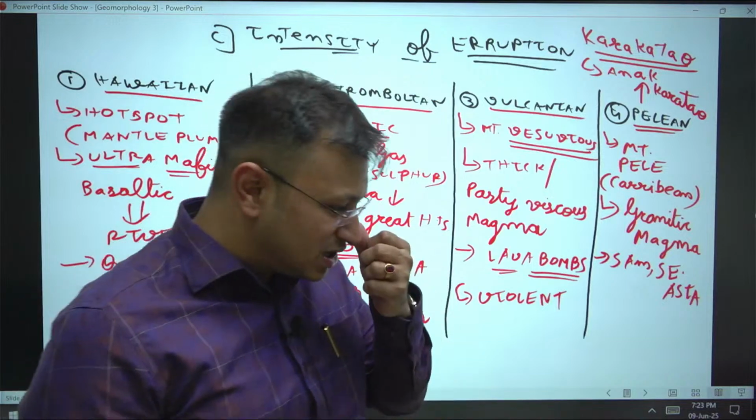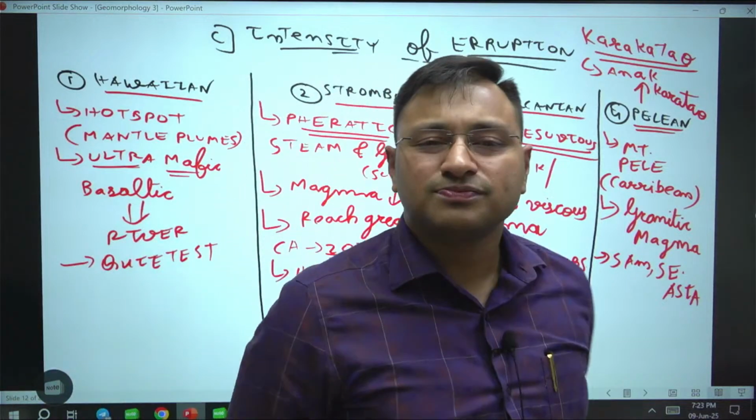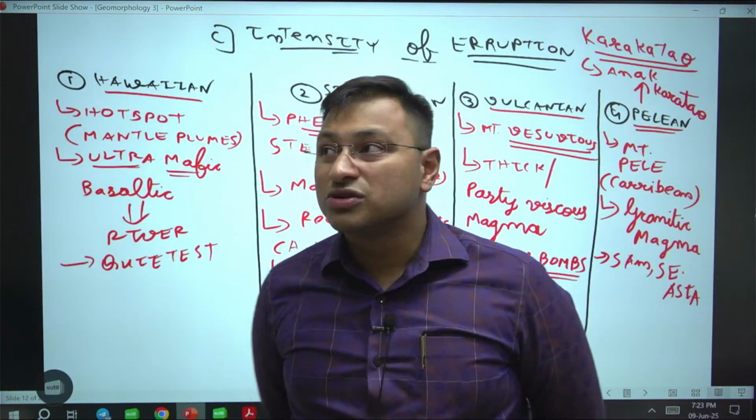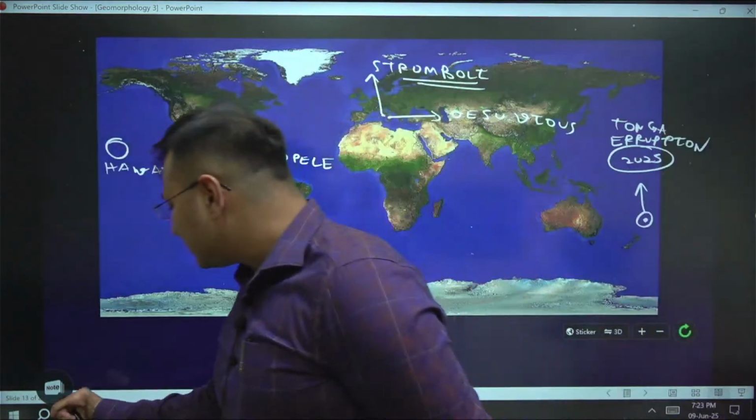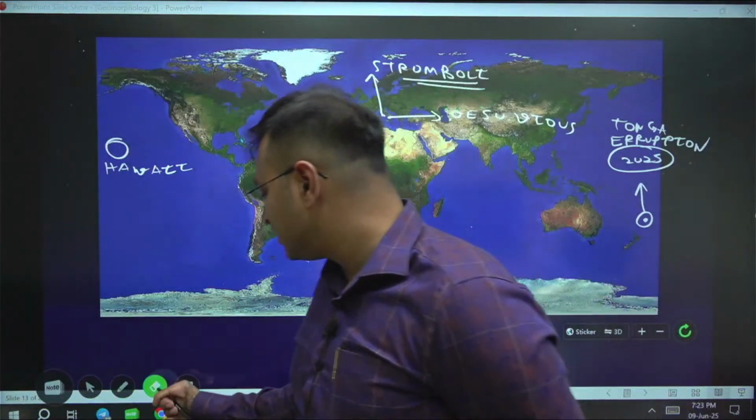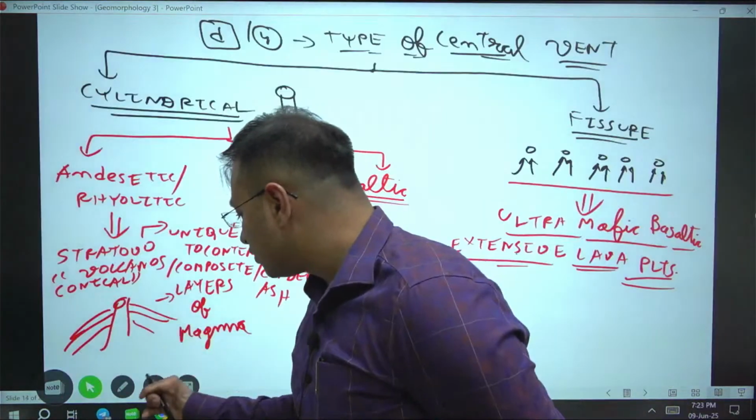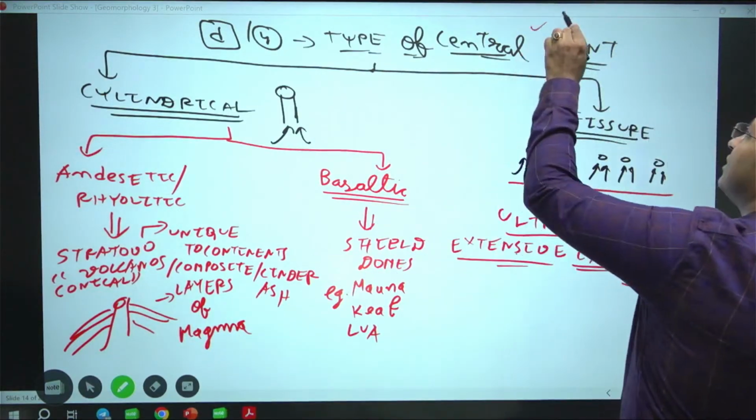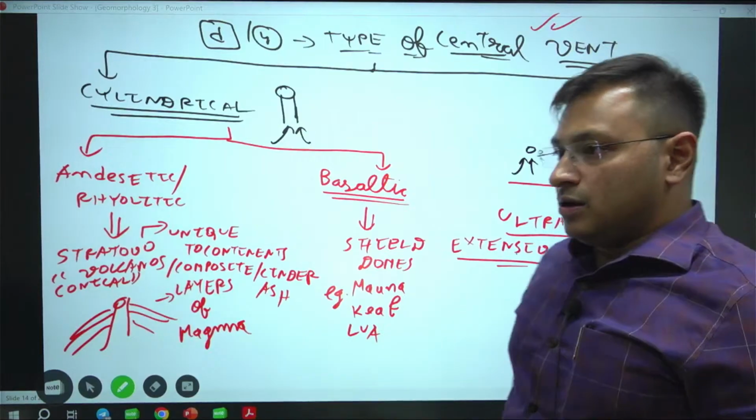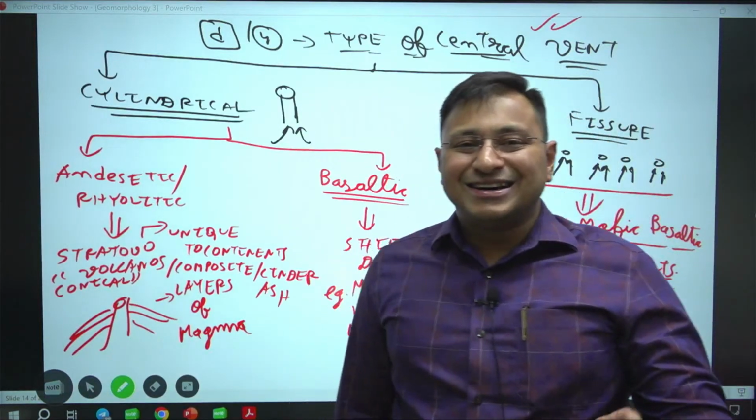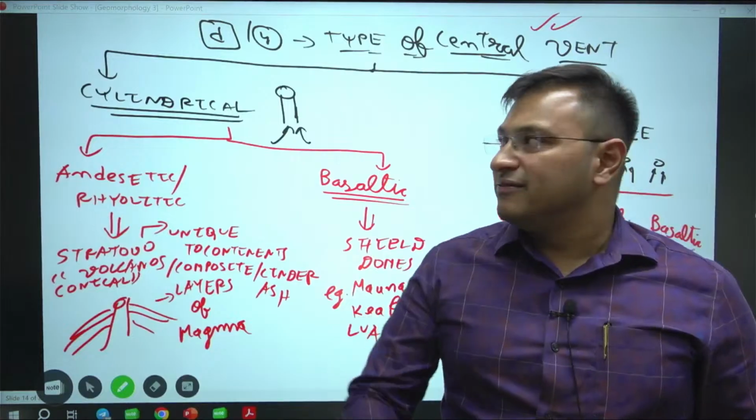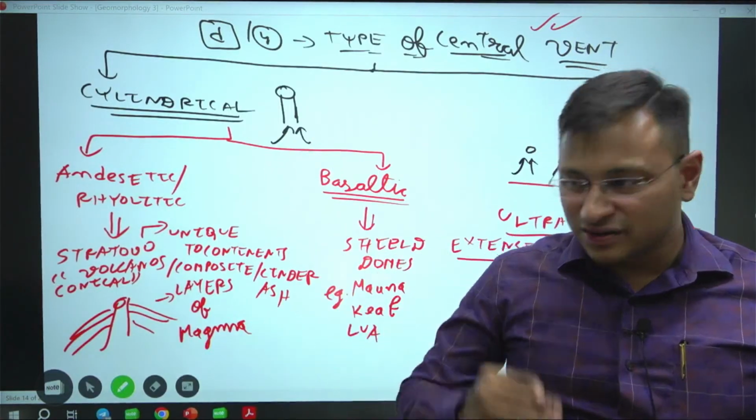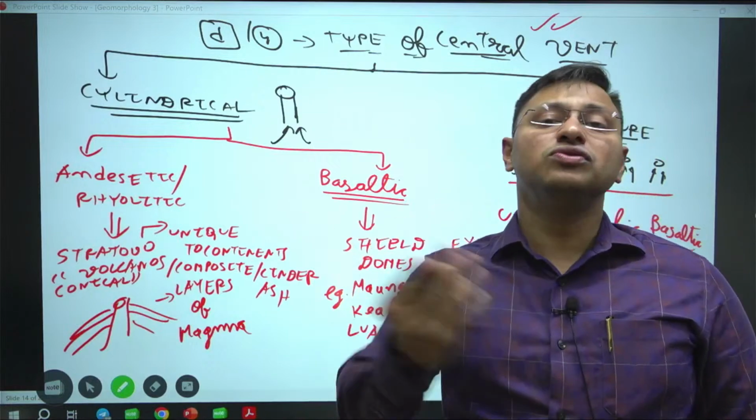Okay, sir. So these are your 4 types of classification on the basis of intensity of eruption. But still, we are not able to figure out, sir, how we can understand the distribution of volcanoes. To understand this, we should first understand the classification of volcanoes on the basis of type of central vent, because this will give us a clear idea as to how we can classify everything. Here we can have 2 types of central vent.